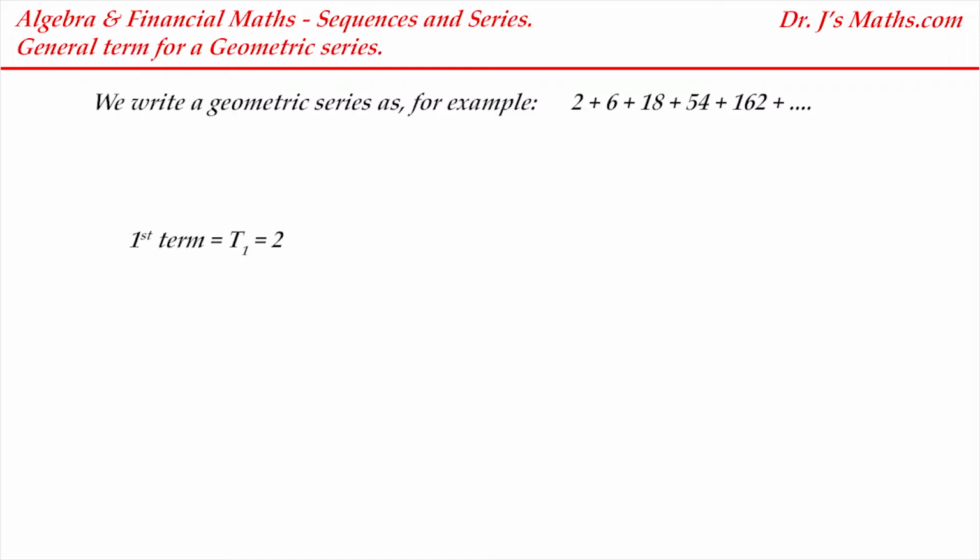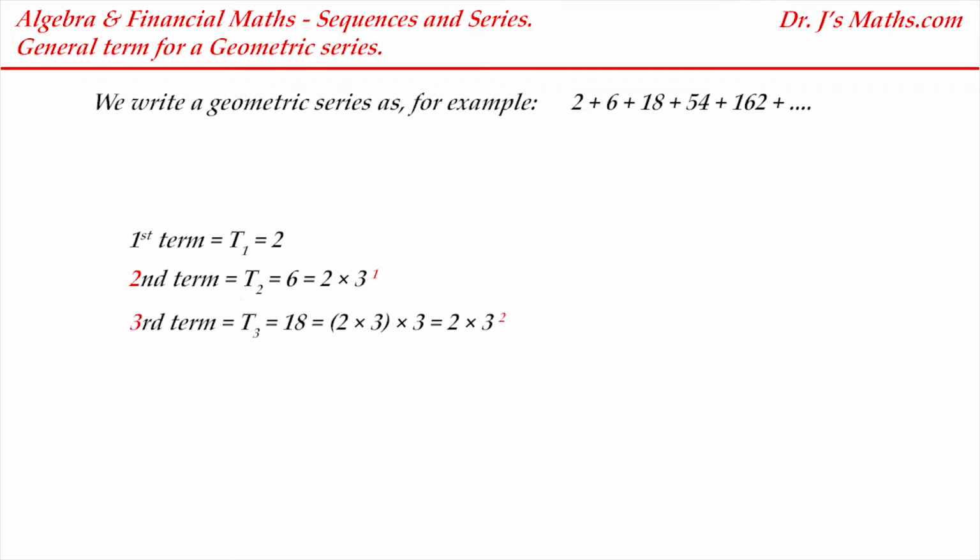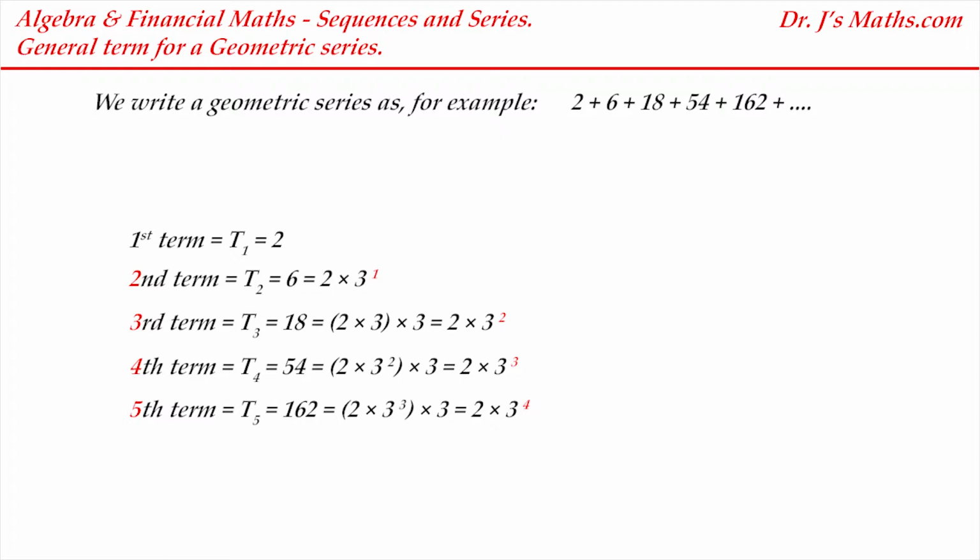So the first term, which we'll call T1, is equal to 2. The second term, which is T2, is 6, and that is 2 times 3, or 3 to the 1 if you want to start the pattern. The third term, T3, is 18, which is 2 times 3 times 3, because it's 6 times 3. So we can rewrite that as 2 times 3 squared. The fourth term, T4, which is 54, becomes 2 times 3 cubed. The fifth term, T5, becomes 2 times 3 to the fourth.